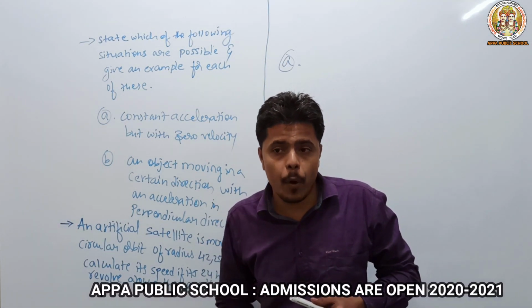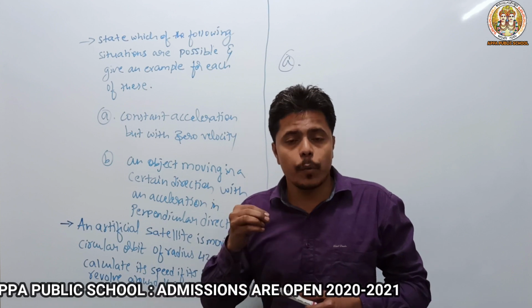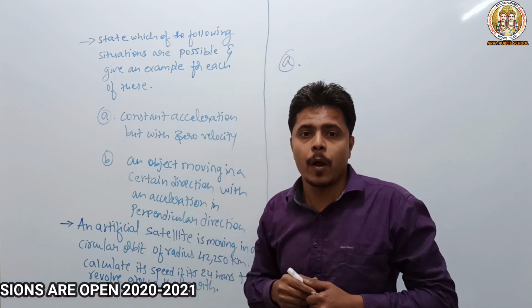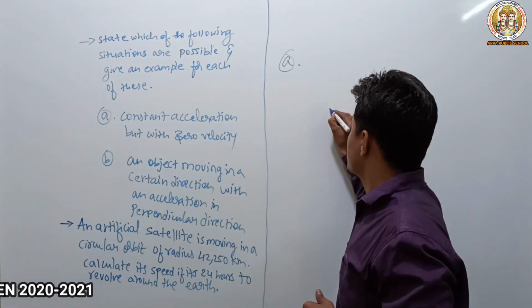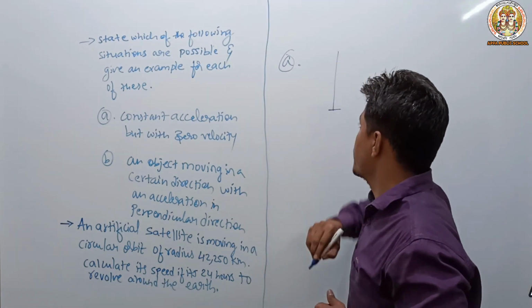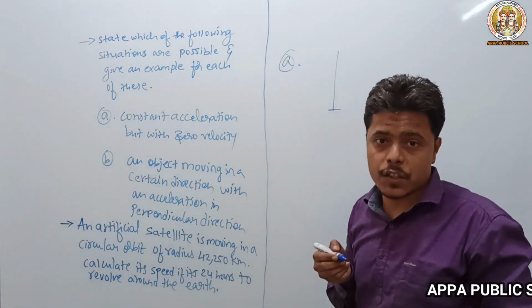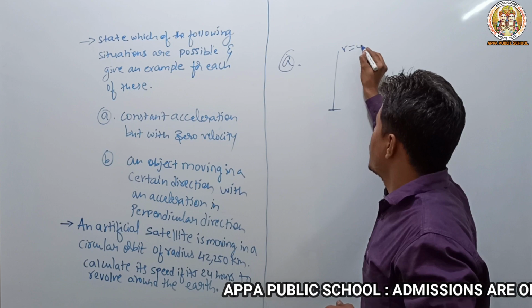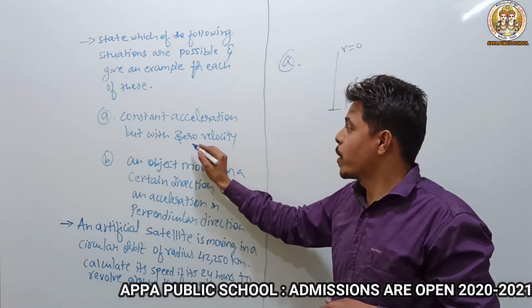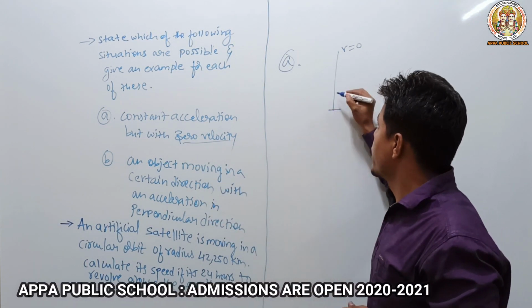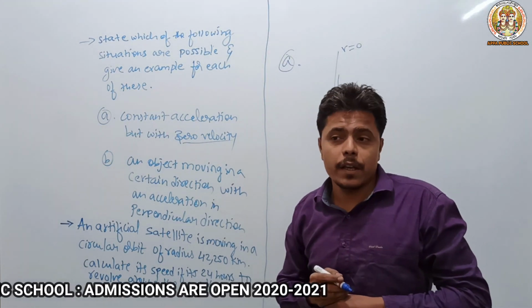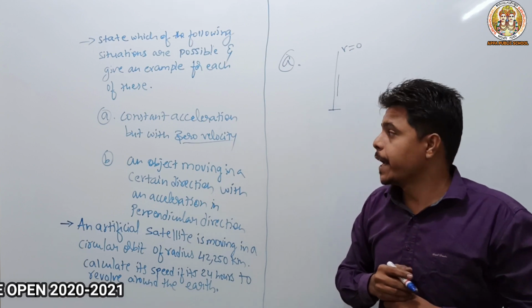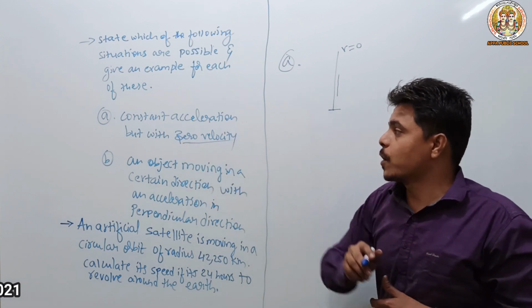Whenever you throw a ball in a vertical upward direction, it is moving with constant acceleration, but after going some height it is going to stop. Whenever we throw a stone upward, or a ball is thrown vertically upward, after going some height it is going to stop, and then v is equal to 0. So we got zero velocity there, and it is moving with a constant acceleration. So this is one best example for question A, constant acceleration but with zero velocity.